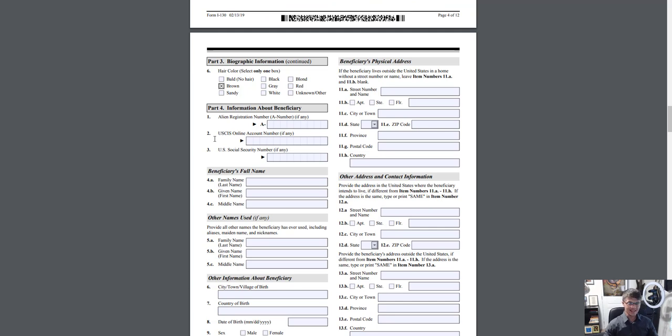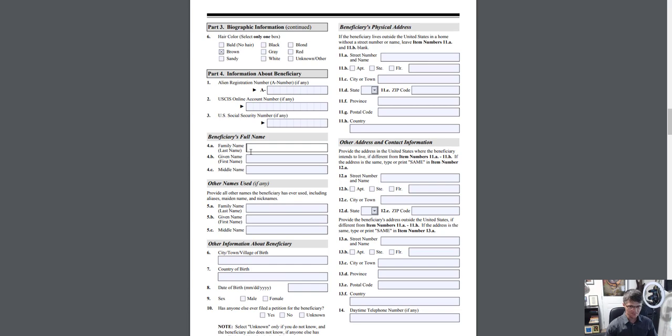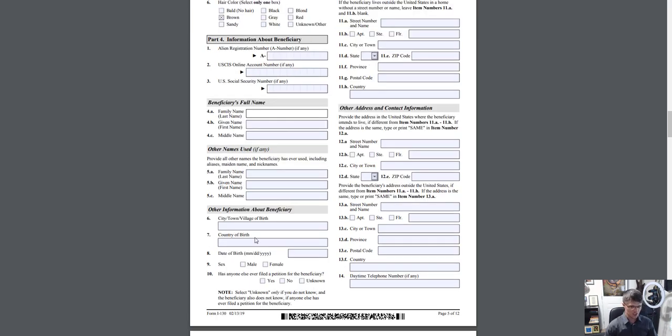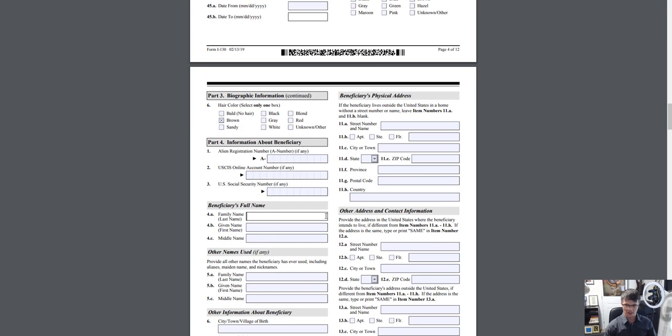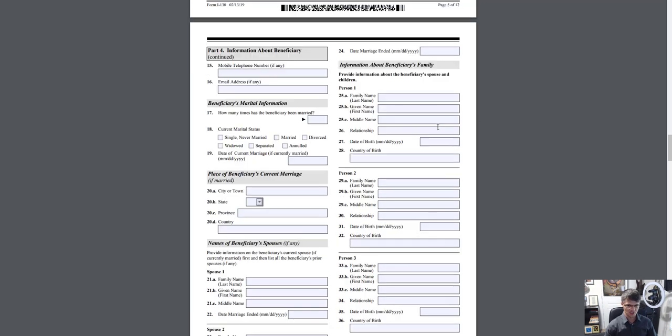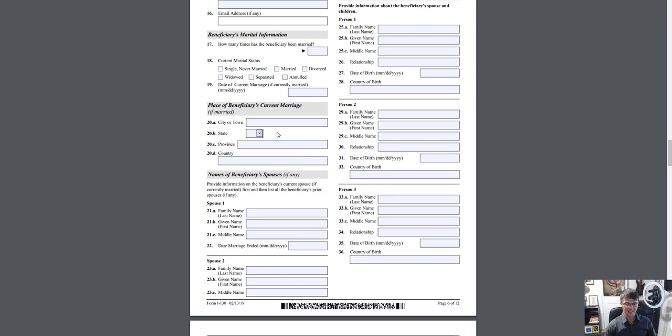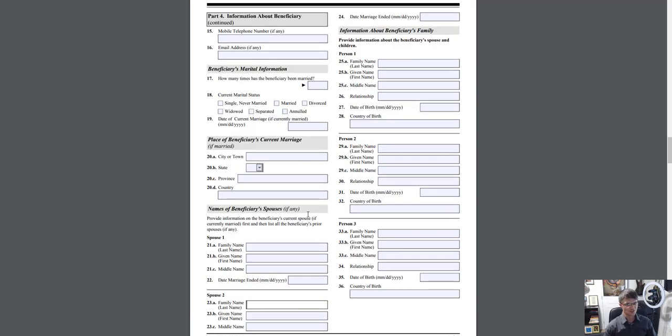Don't play with it. And then finally we get to part number 4, which is the information about your beneficiary. Again, here we start with alien registration number if they have one, USCIS online account, just your U.S. Social Security number if they do have one. Full name, other names, other information about your beneficiary, where they were born, physical address, other addresses, very much similar to what you had to fill up about yourself.